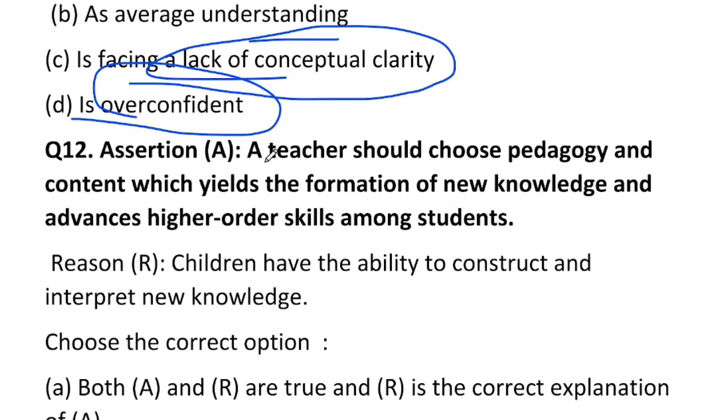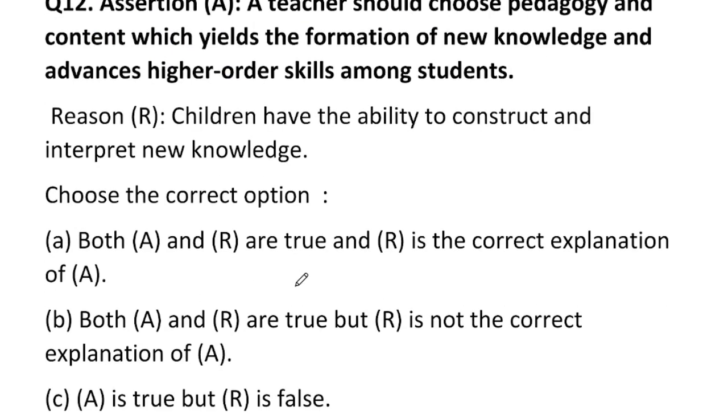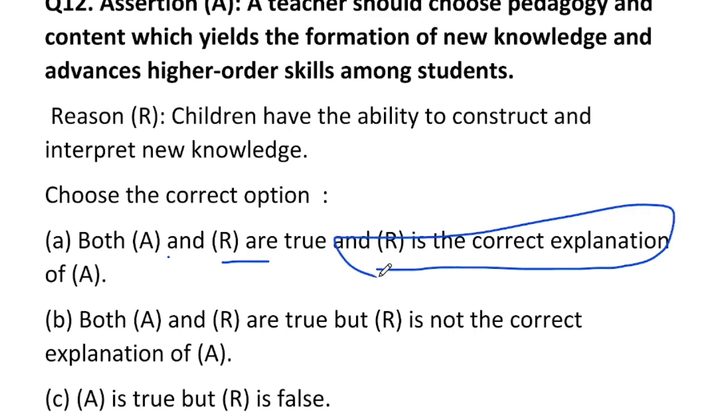Assertion: A teacher should choose pedagogy and content which aids the formation of new knowledge and advances higher order skills among students. Reason: Children have the ability to construct and interpret knowledge. Yes, according to Piaget, students can construct their own knowledge and they are like scientists. So both assertion and reason are true and reason is the correct explanation of assertion.